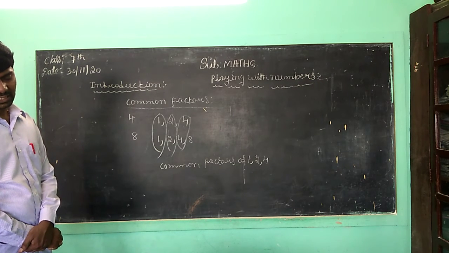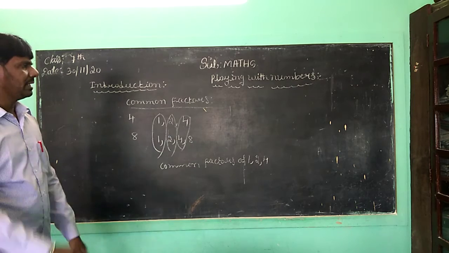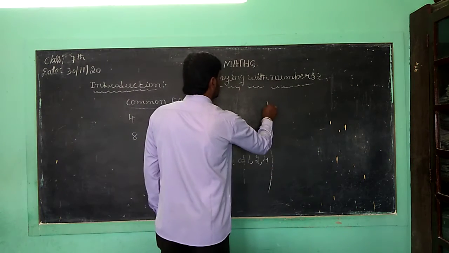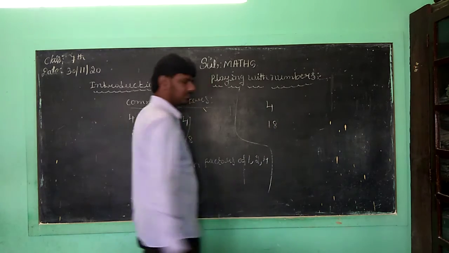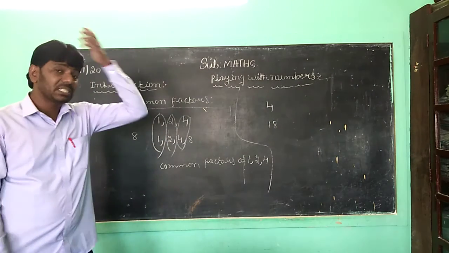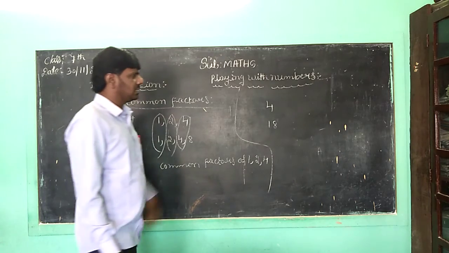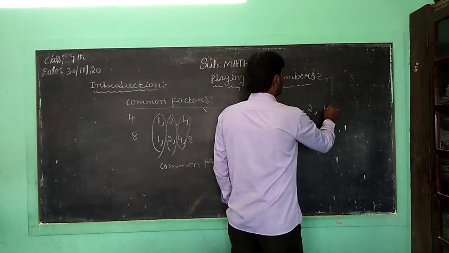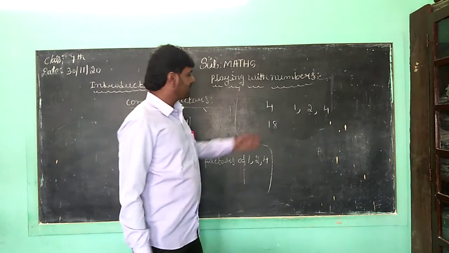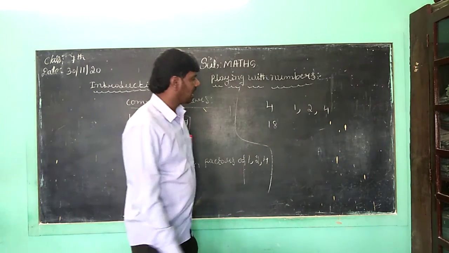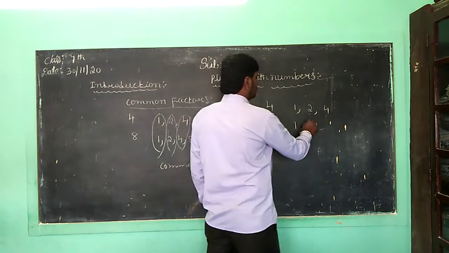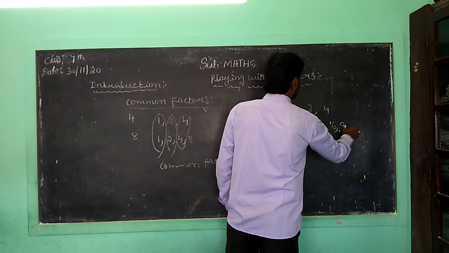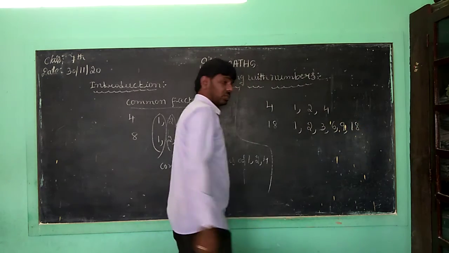Children, now you want to take another number. Suppose you take 4 and 18. You want to find the CF. CF means common factor. The factors of 4 are 1, 2, 4. As well as the factors of 18, as you already know, are 1, 2, 3, 6, 9, 18. These are the factors.